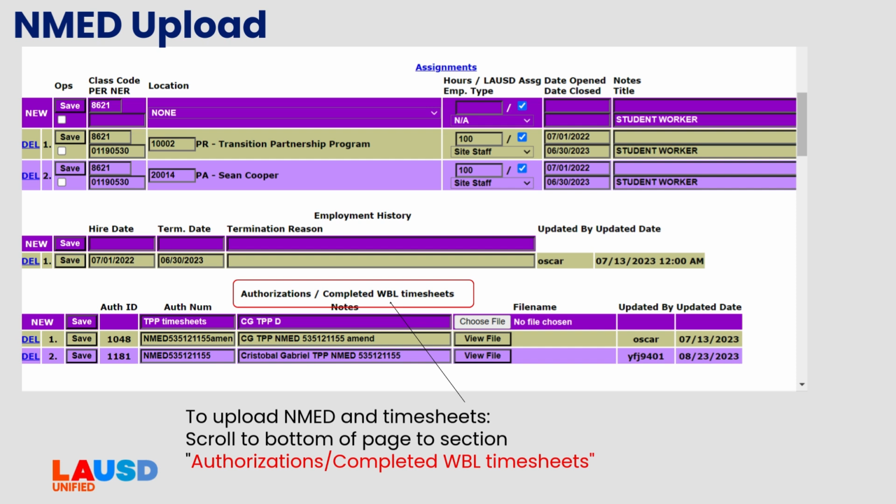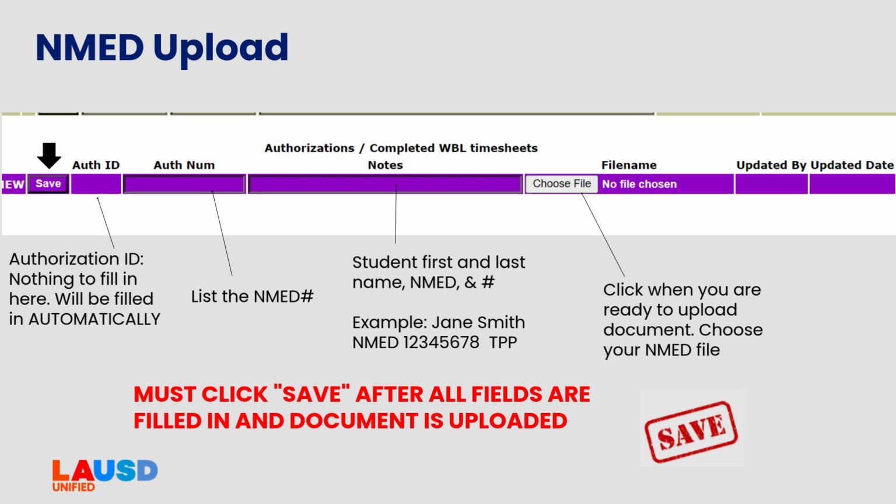On that student's information page, you'll scroll down to the very bottom of the page. Look for the heading Authorization Completed Work-Based Learning Timesheets section, as circled in red here. For these fields, you will leave the authorization ID blank. This will be filled in automatically. Under Authorization Number, you will list the NMED number. You can find this number on the student's actual NMED. Under the Notes section, you will list the student's first name, last name, and their NMED number.